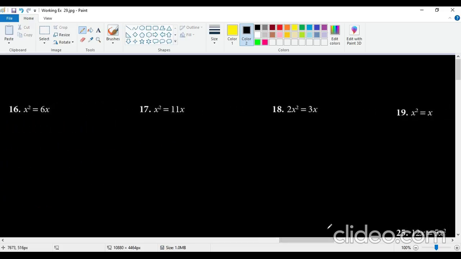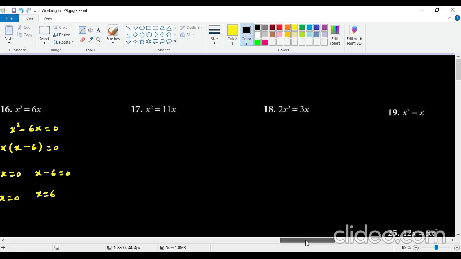When it comes to question number 16, I can see here that x square minus 6x equals 0. That means x is common in both of them. So x minus 6 is going to be the other factor. That means x equals 0, and x minus 6 also equals 0. That means x equals positive 6 and x equals 0. These are the two values of x that you can put in question number 16.